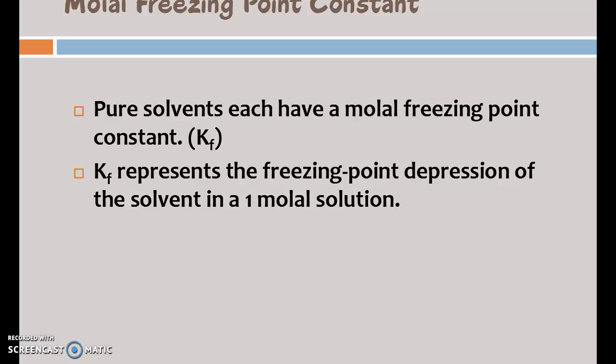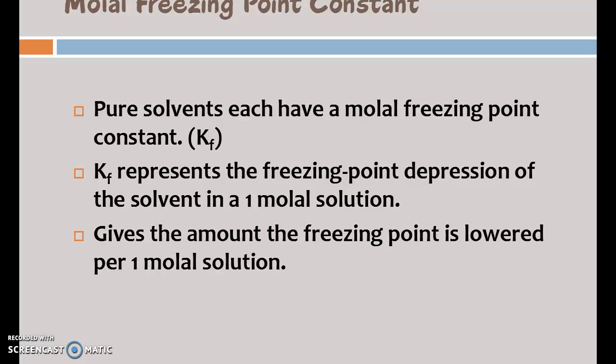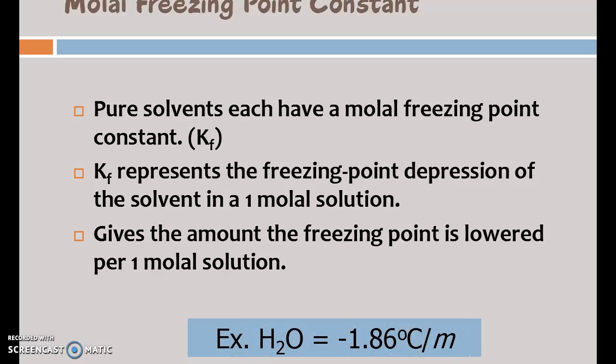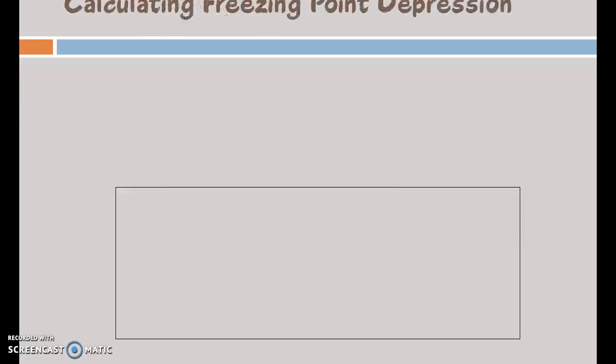Okay? What does a freezing point constant represent? It represents the freezing point depression of the solvent in a 1 molal solution. And what it does is it provides us with the amount that the freezing point is lowered for every 1 molal concentration solution that I have. And water's is negative 1.86 degrees Celsius per molal. Right, so we're going to use this in our formula. Again, if it wasn't water we were discussing, I would have some different constant that was already predetermined.